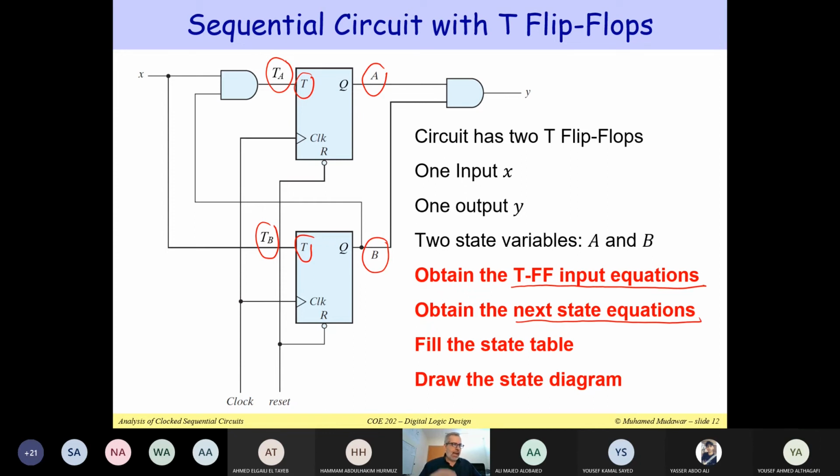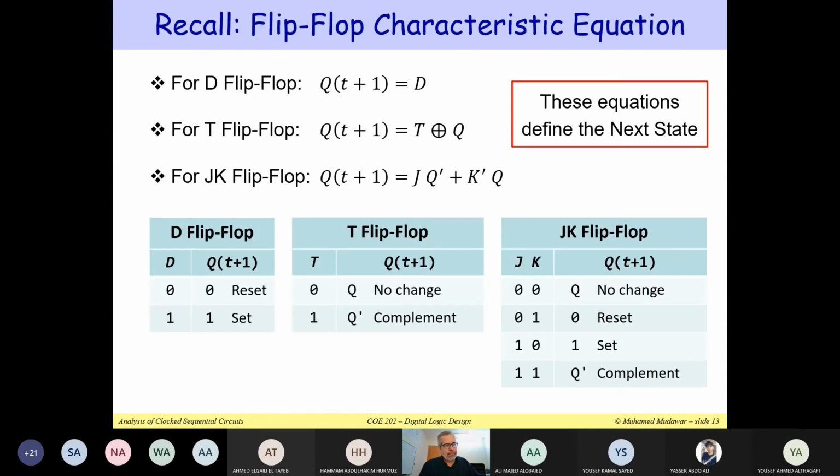So basically, when I say A at T plus 1, or A star, it's DA, and B star is DB. But in the case of the T-type toggle flip-flop, this next state equation is not identical to the input equation. So there's a difference. We have to obtain both the T flip-flop input equations and the next state equations. Once we have the next state equations, we can fill the state table, and then we can draw the state diagram, and we are done. So let us do this.